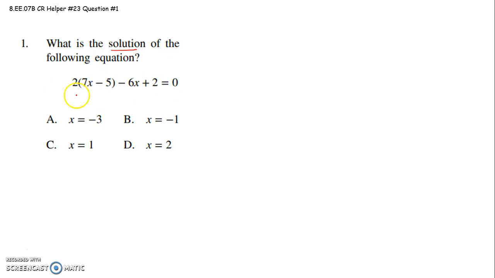The first thing I'll do is just straight out solve the equation. After that, I'll show a quote-unquote check. Whatever value I get for x, I'll substitute back in and make sure when I simplify this entire side, it comes out to be 0. All right, let's go ahead and solve this equation. 2 times the quantity 7x minus 5 minus 6x plus 2 equals 0.